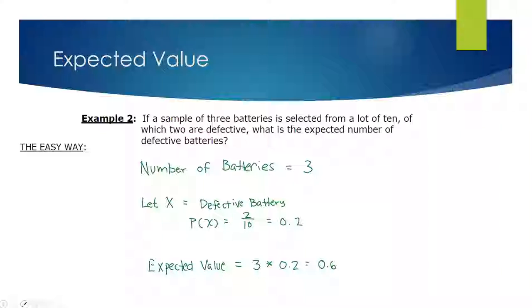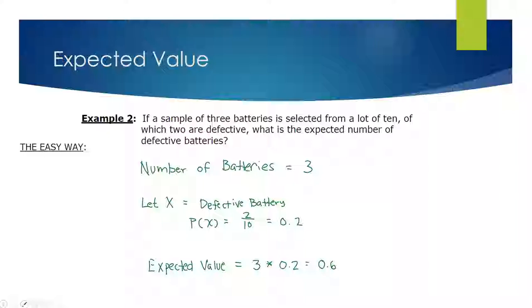Now, is this entirely accurate? It's kind of hard to say, because technically I'm choosing these batteries without replacement. I'm not going to say this is the battery, this is the battery, and this is the battery, and point to the same battery all 3 times. Then I would have a possibility of having 3 batteries that are defective if I did that.